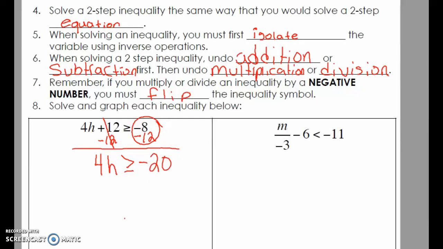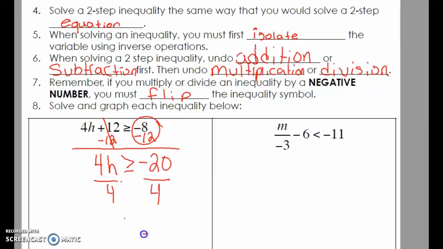So what operation is 4h? Multiplication. So Alex, go ahead and show us how you're going to divide both sides by what? 4. Yep. While she's doing that, is it a negative 4? No. So do we have to flip the sign when we're done? No, we sure don't. What is negative 20 divided by 4? 5. It's a 5, so go ahead and write the 5.